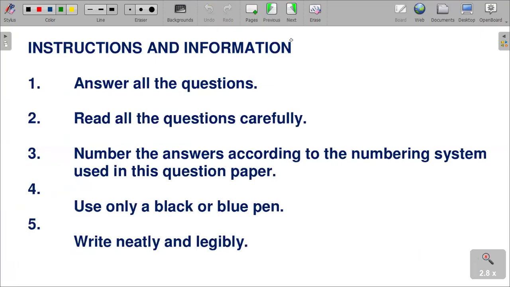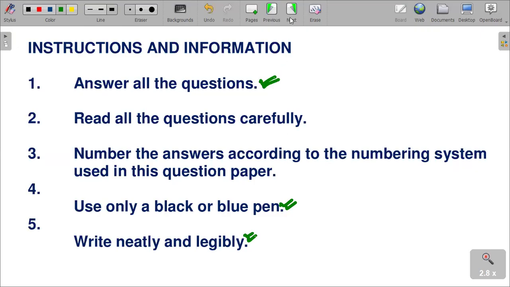There are instructions that you answer all the questions. N5 students, I'm sure that you understand what is expected of you. You cannot just jump and answer the question paper without following the instructions. You read every question carefully. And again, the numbering system used in the question paper must be followed. Only a black or blue pen must be used in the exam, and then write neatly and legibly. That is very important. You need to take note of that.